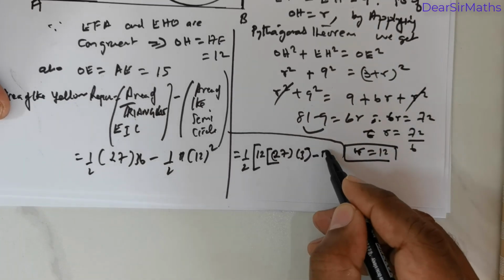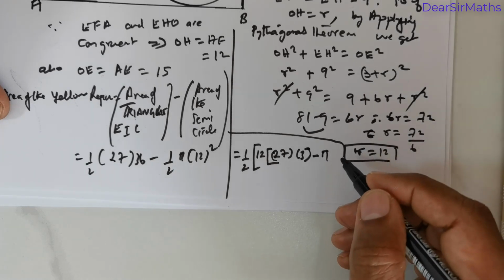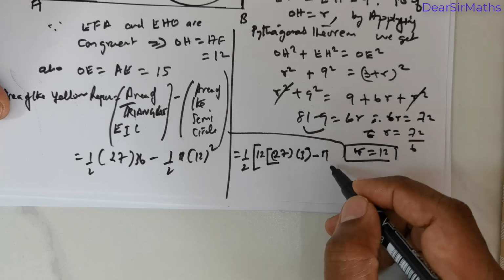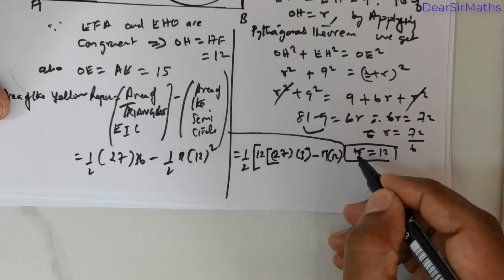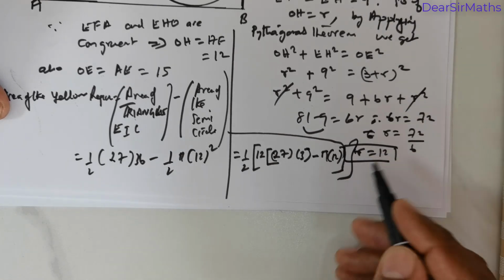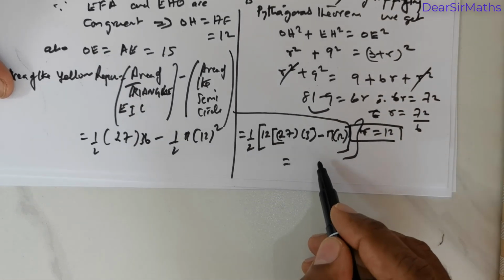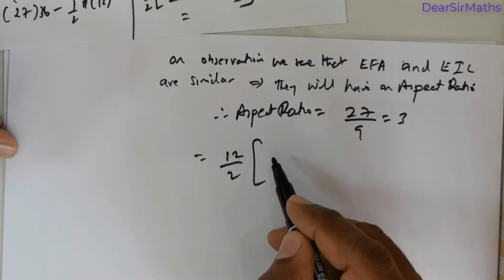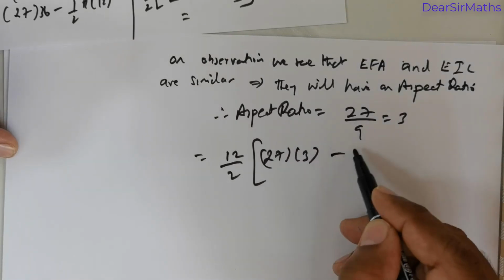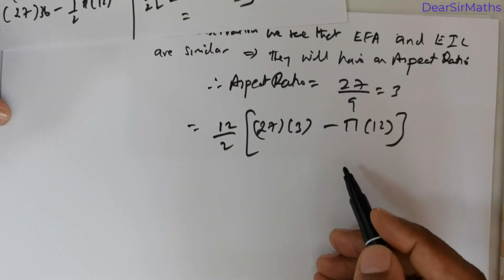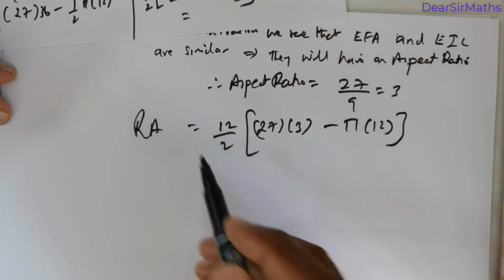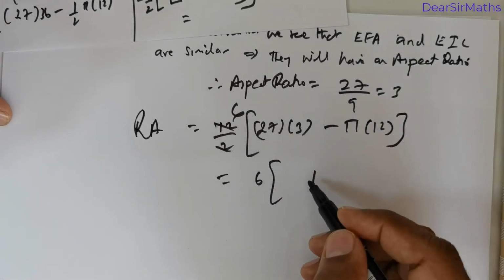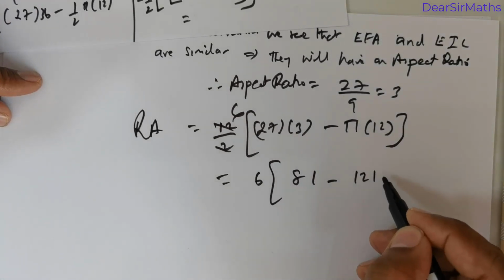Minus, 1 over 2 is already taken out. Pi has to be placed there because pi is not common, but 12 is taken out, so we got our 12 there, right? Let me rewrite it over here. So this is equal to 12 over 2, (27 times 3 minus pi times 12). This is what we've got, required area. 2 divides 12 six times. 6 into 27 times 3 is 81, minus 12 times pi.